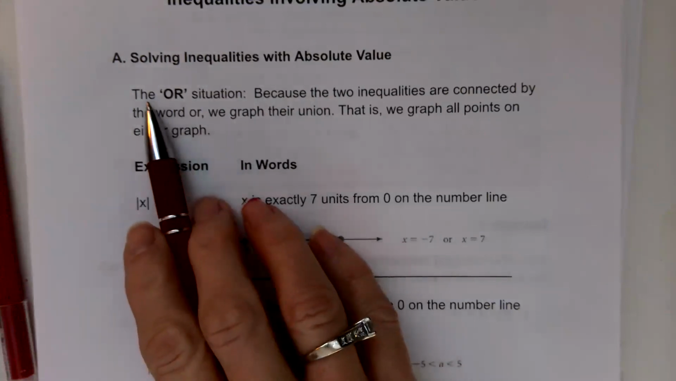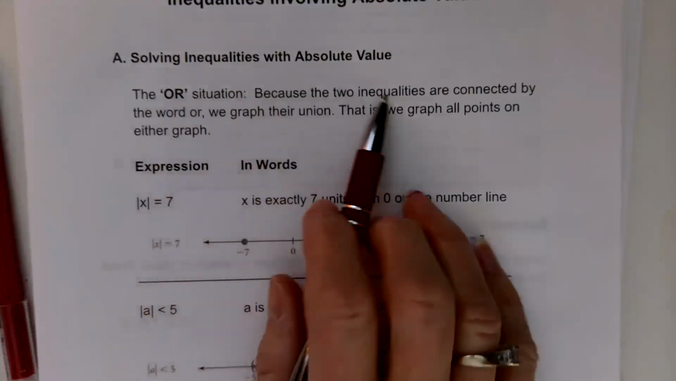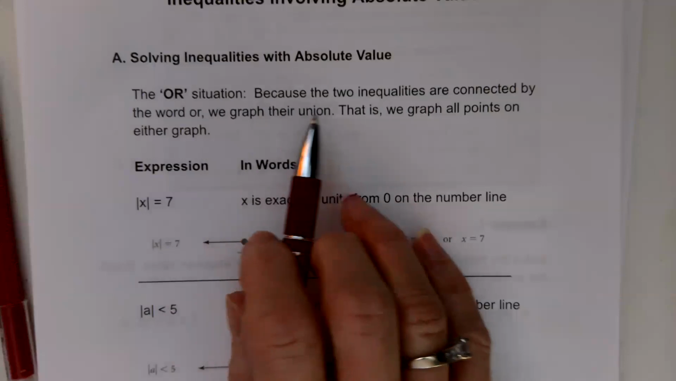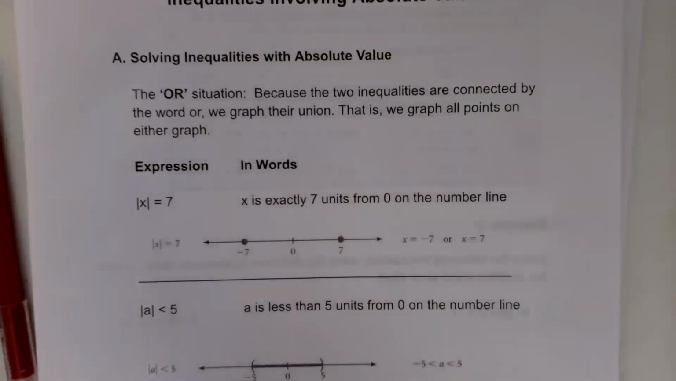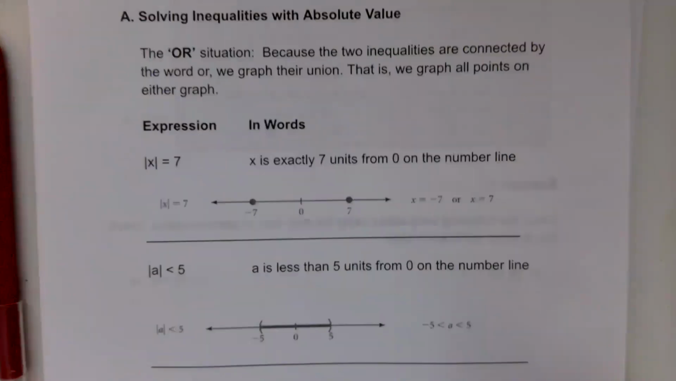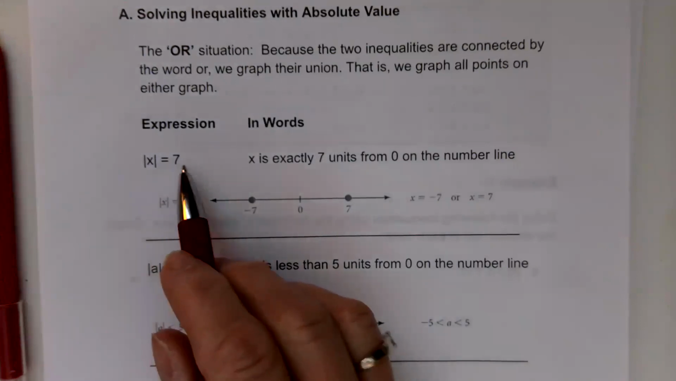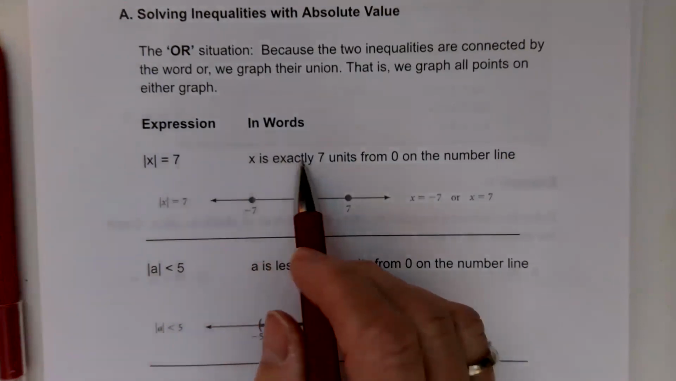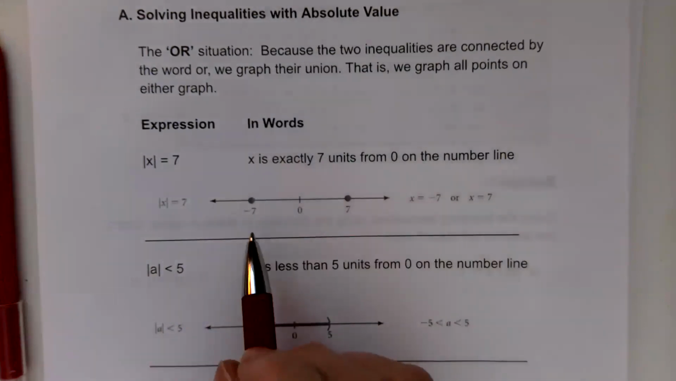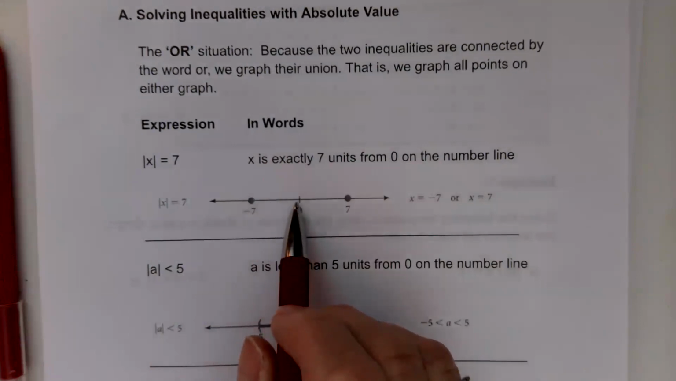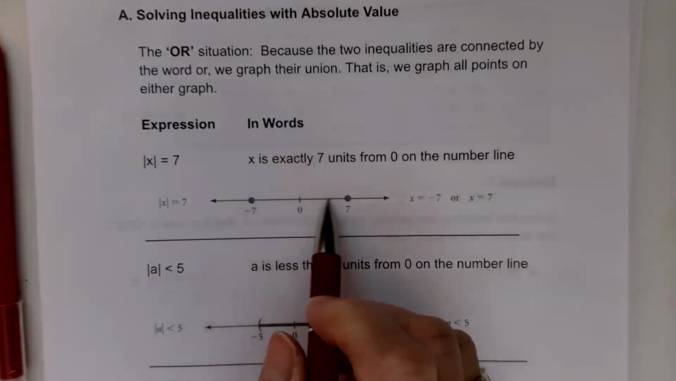So for the or situations, because the two inequalities are connected by the word or, we graph their union. That is, we graph all points on either graph. So for instance, if we have the absolute value of x equal to 7, x is exactly 7 units from 0 on the number line. So that means x can either equal -7 or equal 7.